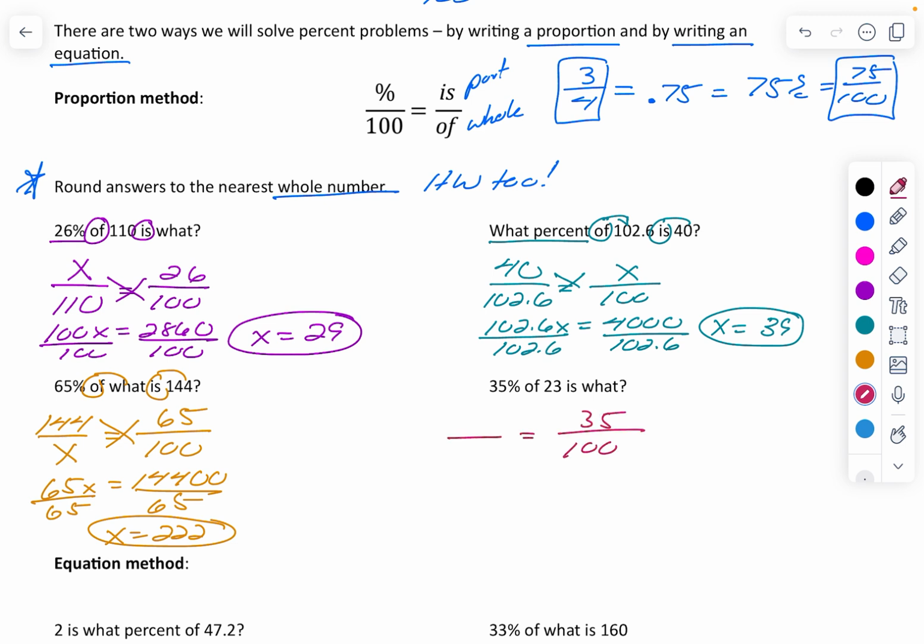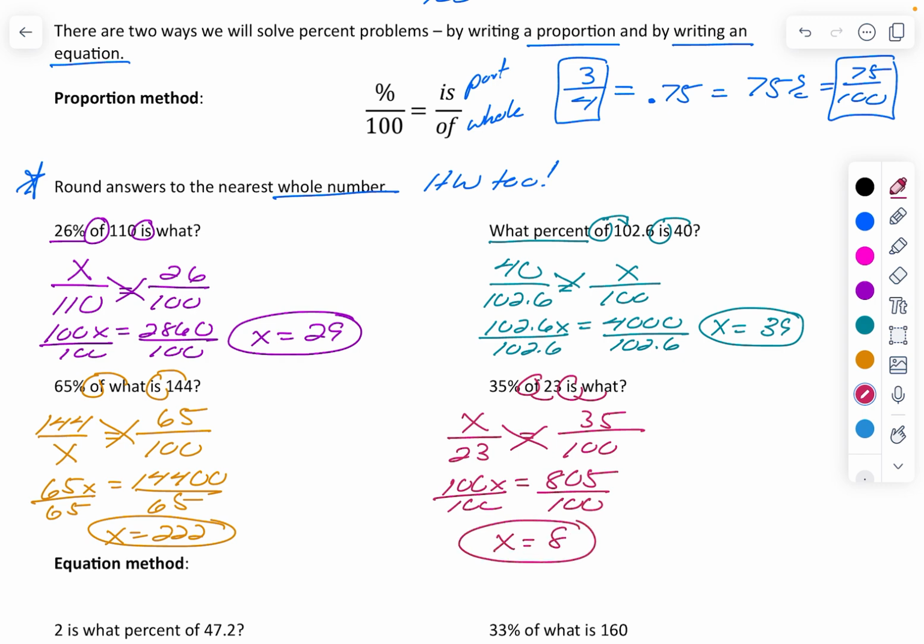35 goes over 100 as 23 is to x. Cross product: 100x is equal to 35 times 23, which is 805. Dividing both sides by 100 and rounding to the nearest whole number, we get x equals 8. So that's the proportion method.